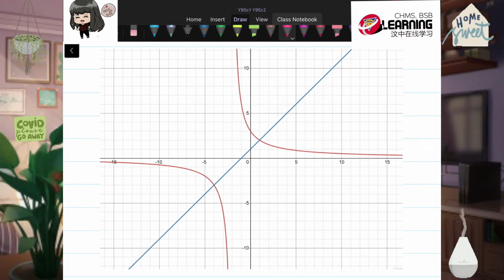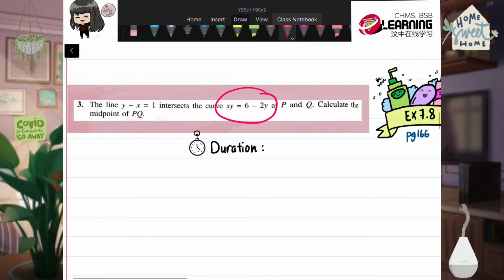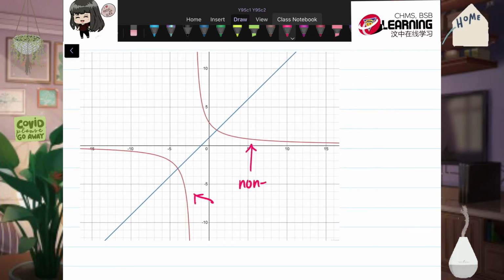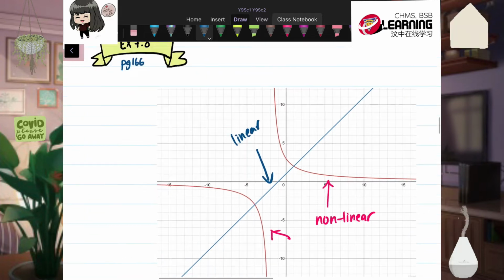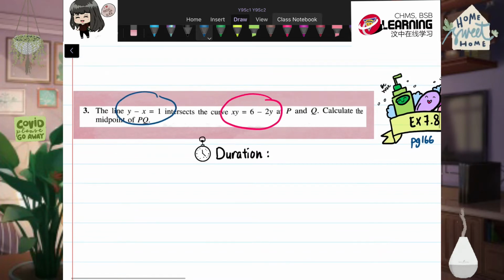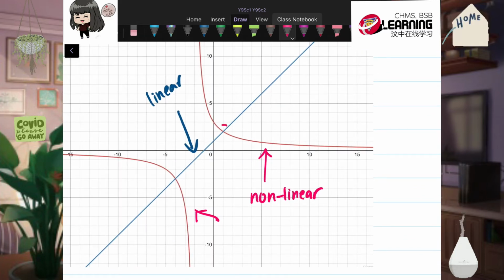So this is the curve. The red one is the curve. The equation of this curve is the one that I showed you just now: xy equals 6 minus 2y. That's the red one. This is non-linear, which means it's not a straight line. And the blue one is the linear, which is y minus x equals 1. They intersect, they touch each other at P and Q. So your POI, point of intersection, is these 2.